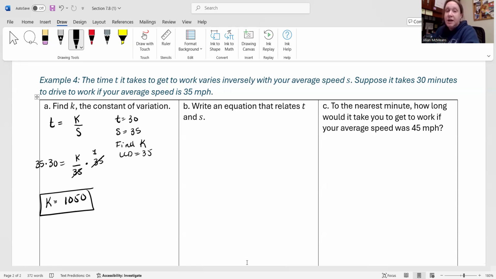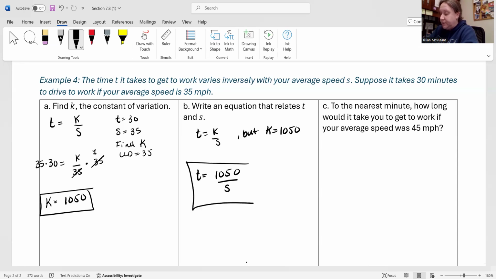So for part B, it says write an equation that relates t and s. Well, we know t equals k over s, but we now know k is 1,050. So t equals 1,050 over s. So there's our equation. That's the equation that's going to relate the two variables. And then finally, to the nearest minute, how long would it take you to get to work if your average speed was 45 miles per hour? So we know t equals 1,050 over s, but s is 45. So we're going to plug s into this equation and then solve. So t equals 1,050 divided by 45.